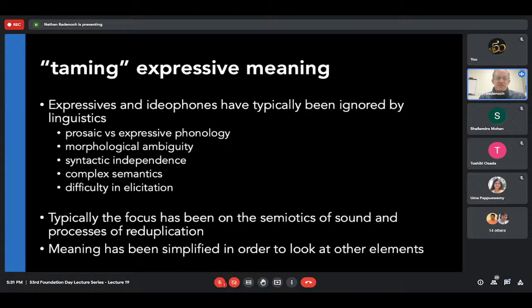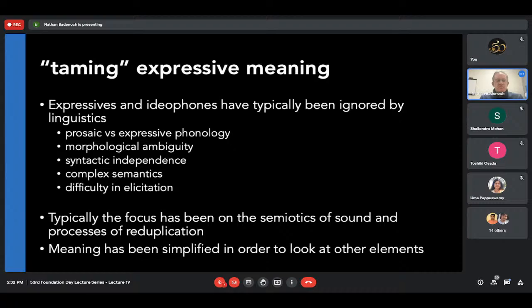And then difficulty in elicitation. Oftentimes you work with a speaker and try to get expressives from them and it doesn't work. This is often believed to be a problem of the need for having the direct experience to provoke the use of the expressive. But as I've experienced, oftentimes people are very, very attuned to expressives and are able to produce them, not only produce them, but also to produce very deep descriptions and definitions. But generally, we've considered it as quite a difficult part of the language to work on.